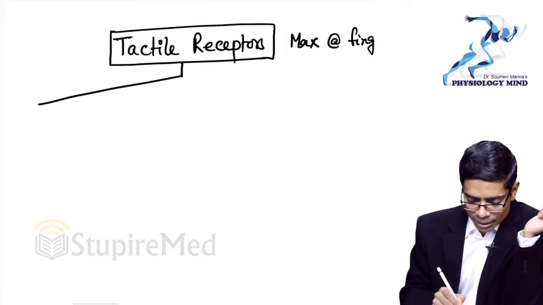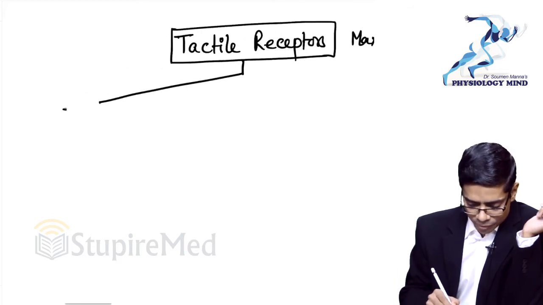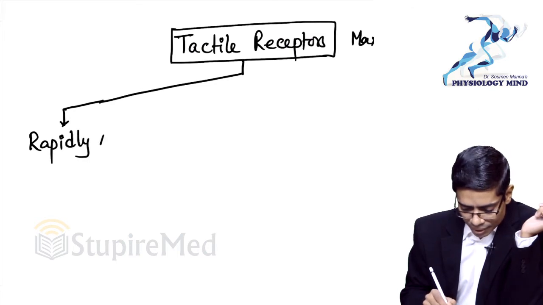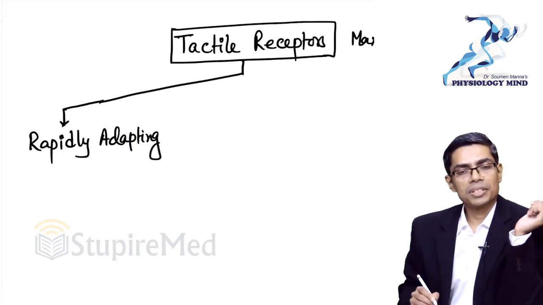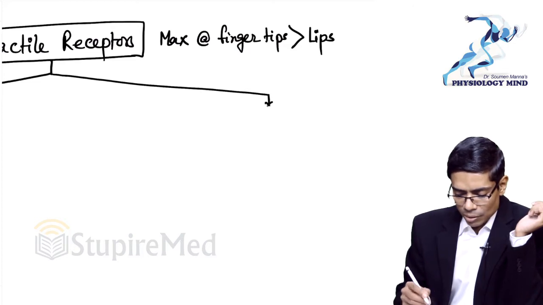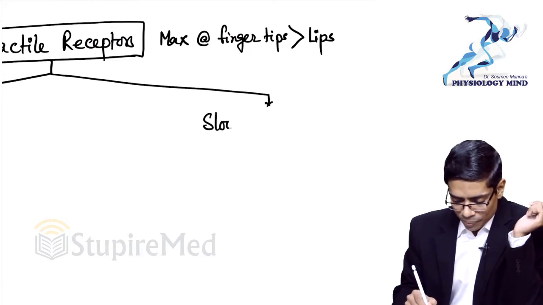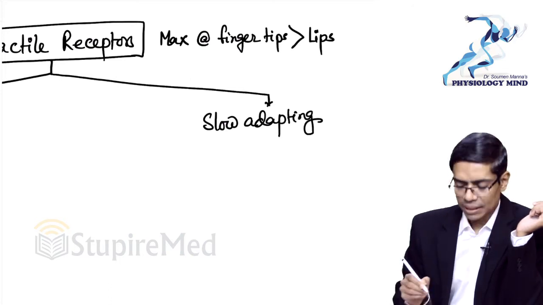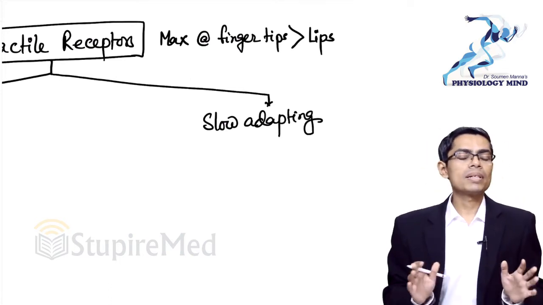Now these tactile receptors are classified depending on their adaptation property. So I am writing first: one is rapidly adapting touch receptor, pressure receptor, and obviously rapidly adapting means the other one will be slow adapting tactile receptor.